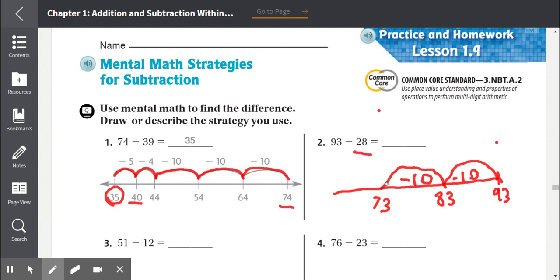So now, instead of doing a jump of 10, we have to do one jump of 8. So that's minus 8. And 73 minus 8 will equal 65. So our difference is 65. And we can check our answer by counting the amount we subtracted. So we subtract 10 and 10 made 20. And 20 plus 8 makes 28. We subtracted a total of 28. So 93 minus 28 equals 65.